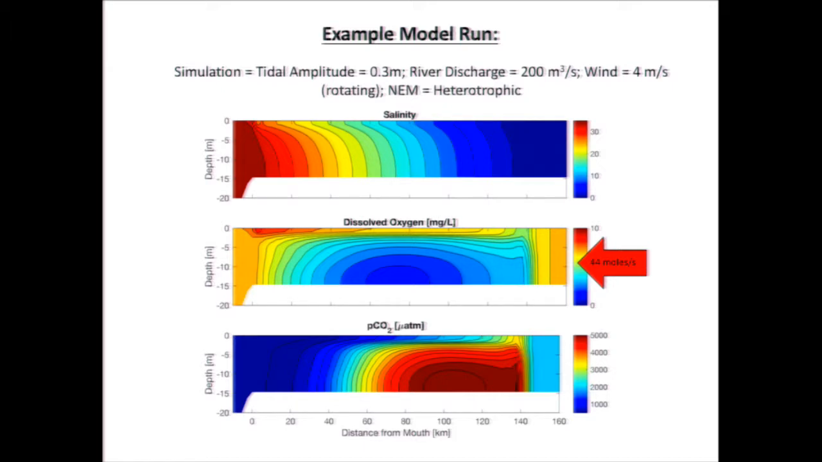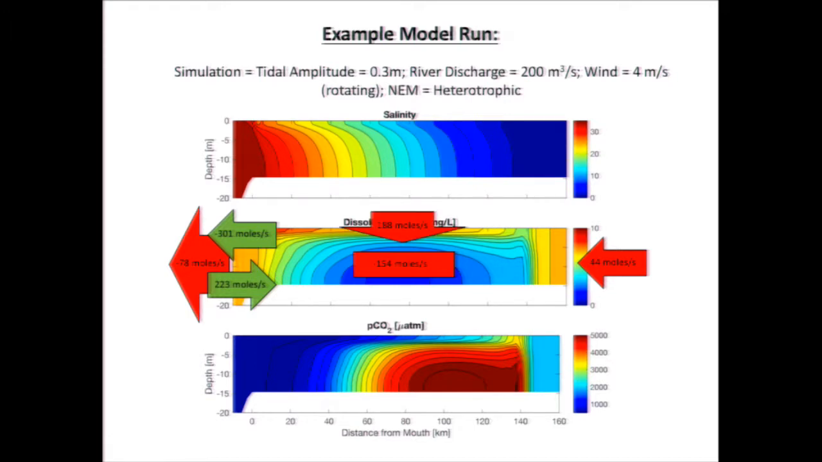So from a budget point of view, 44 moles of oxygen are coming in, 154 moles per second are being used, and 78 moles are being exported to the ocean, but it's really being done via a two-layer residual estuarine circulation. So 300 moles per second are leaving in the outflowing residual, and 223 moles are coming in that bottom flowing water in a tidally averaged sense, and then 188 moles per second are fluxing into the system to satisfy the respiratory need of oxygen.